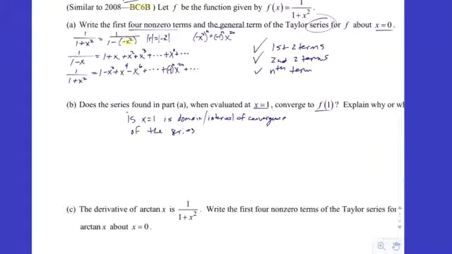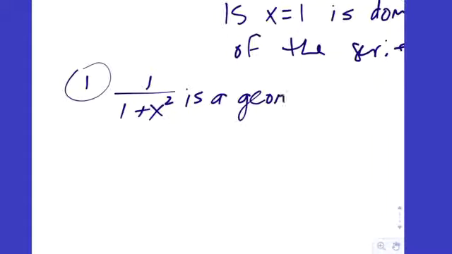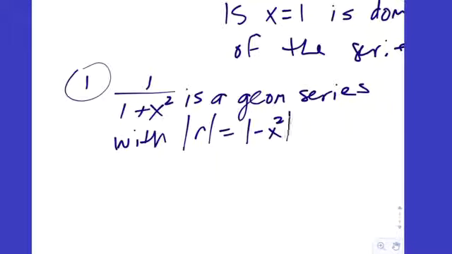All right, so you don't really need to state that it's a geometric series here because they're asking you about a specific number instead of an entire interval. But you could use that as your justification. All right, so we'll do this a couple of ways. Number one, you could say 1 over 1 plus x squared is a geometric series, as we just showed up above, with the absolute value of r, the ratio, being the absolute value of negative x squared, which is equal to the absolute value of x squared.